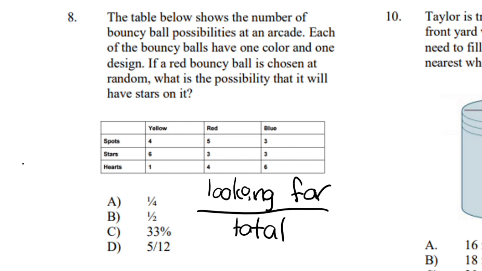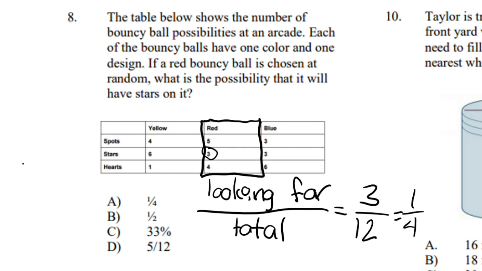So it says if a red bouncy ball is chosen at random, so if we're only looking at red bouncy balls, what is the possibility that it will have stars? So we're looking for red bouncy balls that have stars. That's 3. And we're going to divide that by the total number of red bouncy balls, which is 5 plus 3 plus 4. 5 plus 3 is 8. 8 plus 4 is 12. And we can simplify 3 over 12 to be 1 over 4.